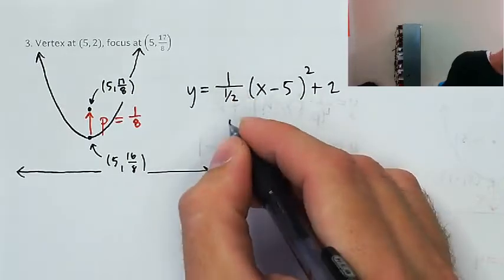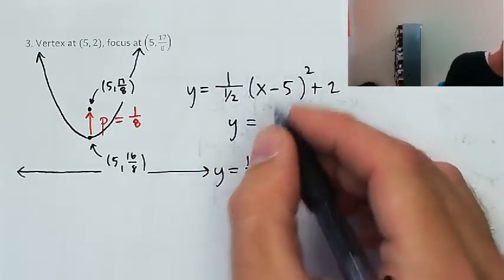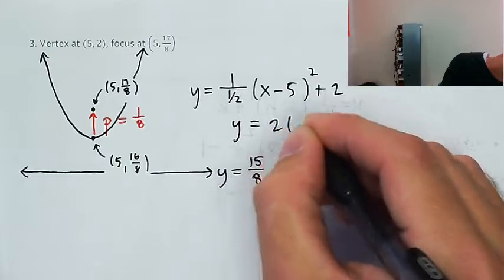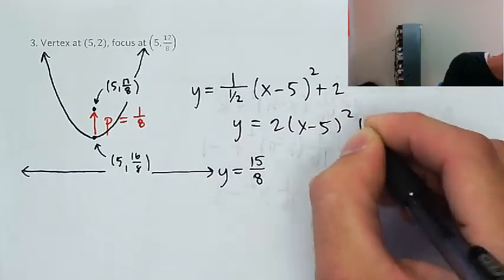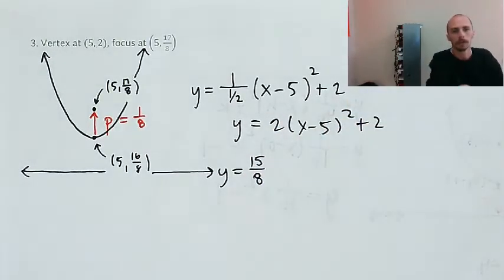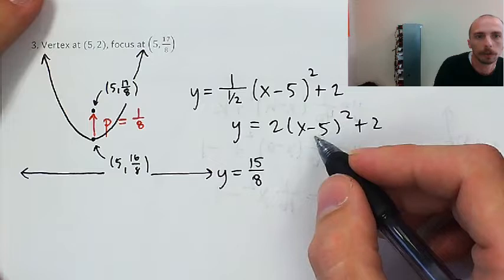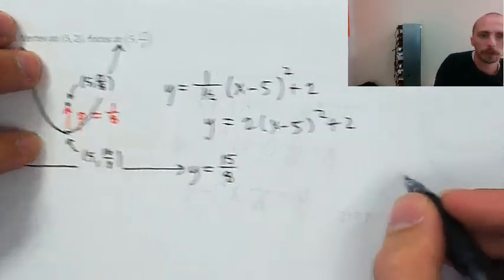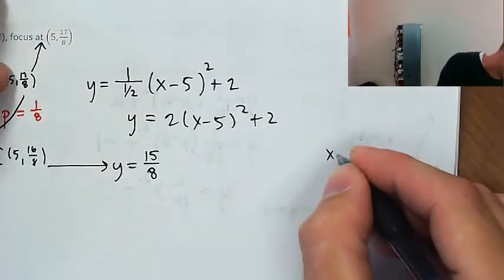Now we could probably do a little bit more with that. 1 over 1/2, dividing by 1/2 is like multiplying by 2, so I'm going to call that 2 times (x minus 5) squared plus 2. If I wanted to write this in standard form, then I'm going to have to actually expand (x minus 5) times (x minus 5). So I might do this off to the side.